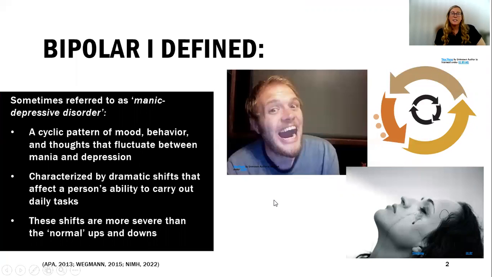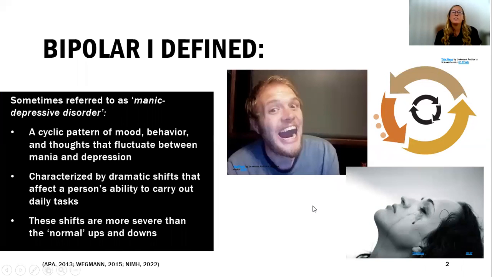Defined, bipolar condition is recognized as a pattern of mood, behavior, and thoughts that truly fluctuate between extreme highs and extreme lows. The extreme highs are recognized as manic episodes and or mania, and the lows are recognized as depressive episodes, much like that of major depression condition. They are characterized by these dramatic shifts that really affect a person's ability to carry out daily functioning. It could be socially, occupationally, or even interpersonally.